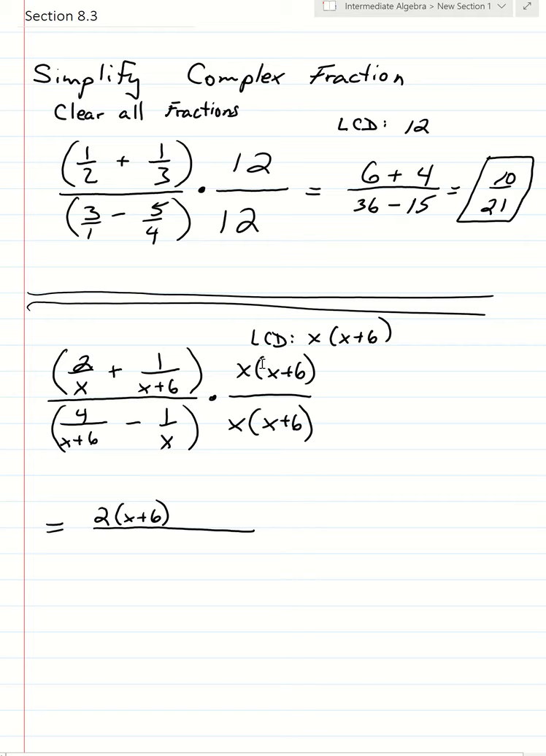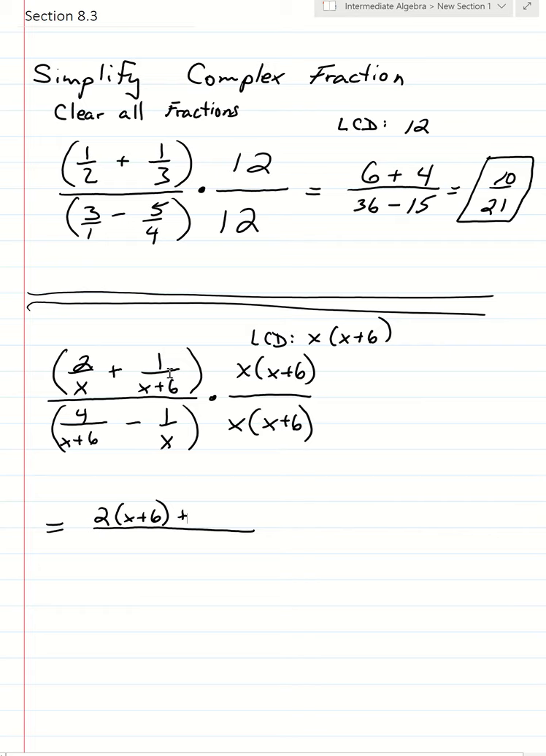Once again, let me repeat that. The x that's in this numerator and this x that's in the denominator would simplify. Okay? It's going to go away. What remains is the 2 I put here and the x plus 6 I put here. Then there's a plus sign, so let me put that in.